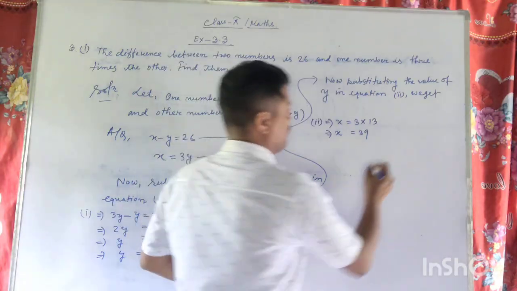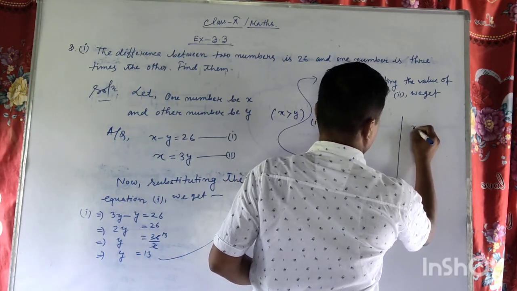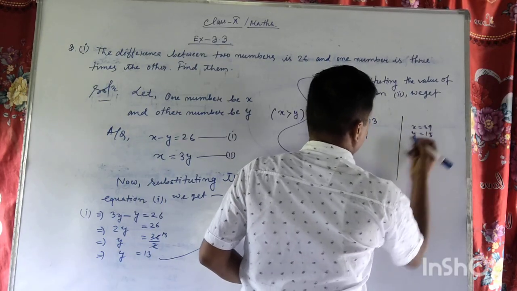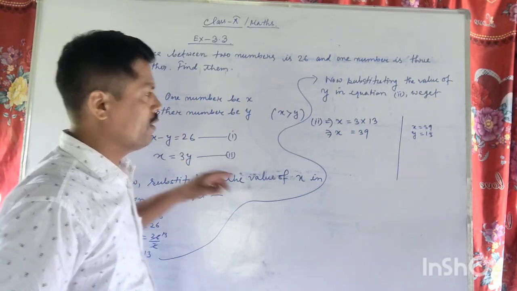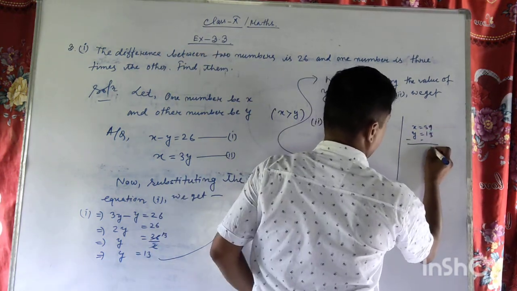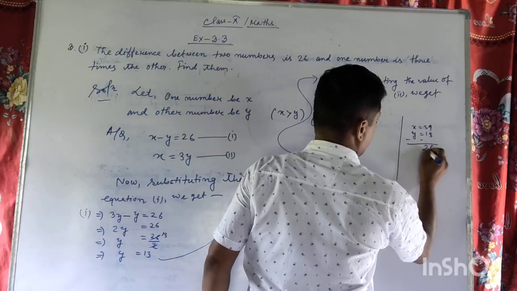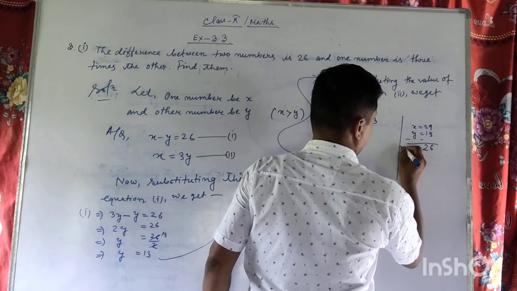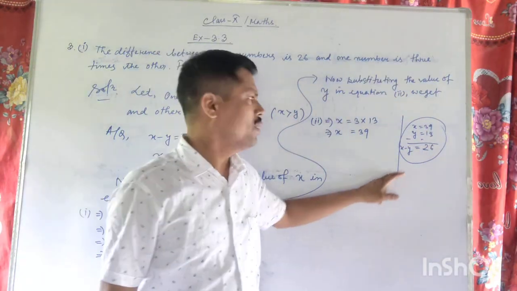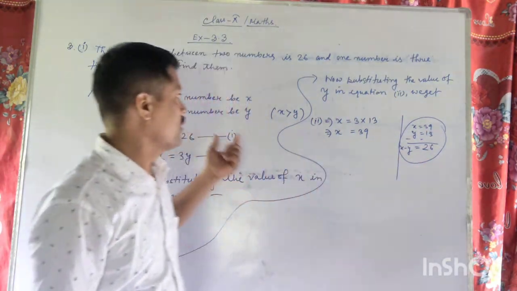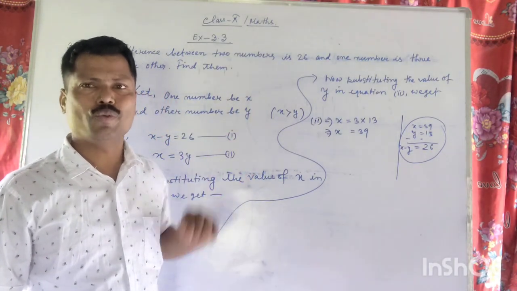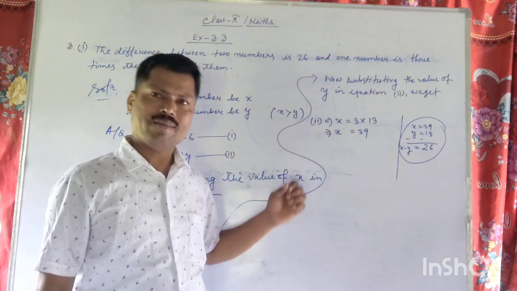So let us see. The x value is 39 and the y value is 13. If we subtract x minus y, then 9 minus 3 gives 6, and 3 minus 1 gives 2. So x minus y is equal to 26. That means the right side of equation 1 matches the left hand side after putting in the values. So our solution is correct.